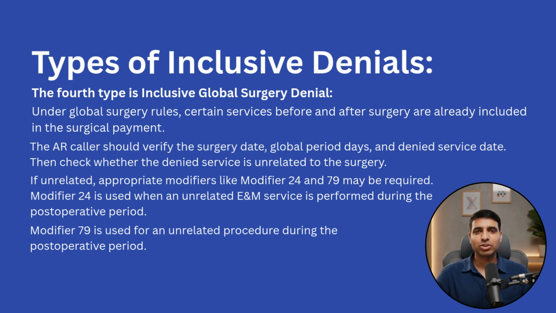Modifier 24 is used when an unrelated E&M service is performed during the postoperative period. Modifier 79 is used for an unrelated procedure during the postoperative period. Always review provider notes carefully before appealing.